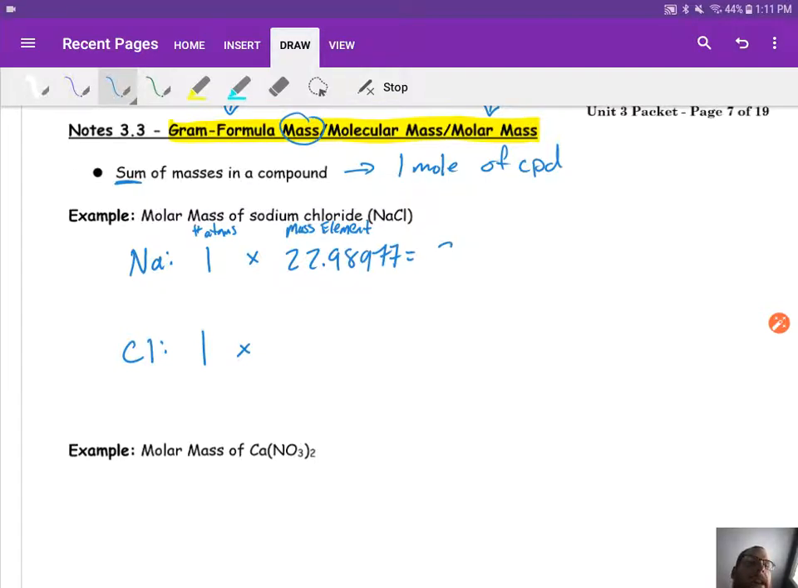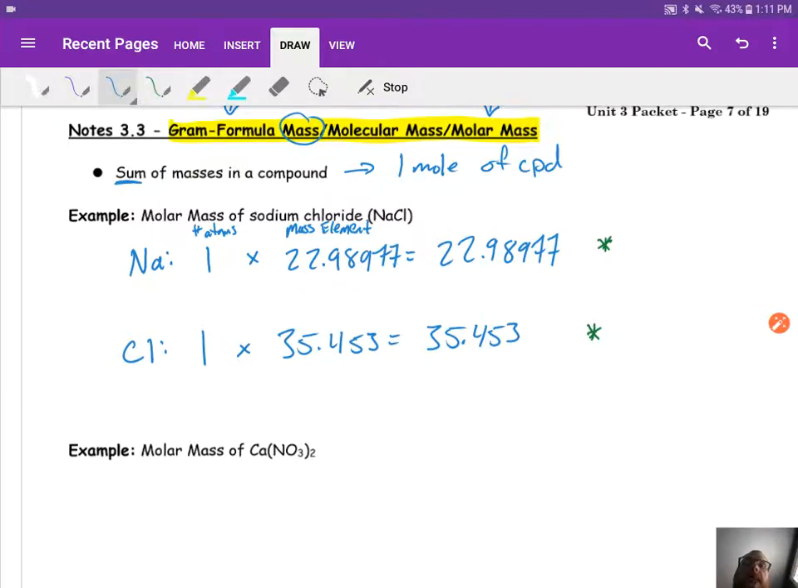All right, so when we do that math, that's pretty easy. 22.98977 would be the mass that sodium brings to the compound. Now we've got to figure out chlorine as well. 35.453, multiply that by 1, pretty easy math. So this is the total mass that sodium brought to the compound. This is the total mass that chlorine did.